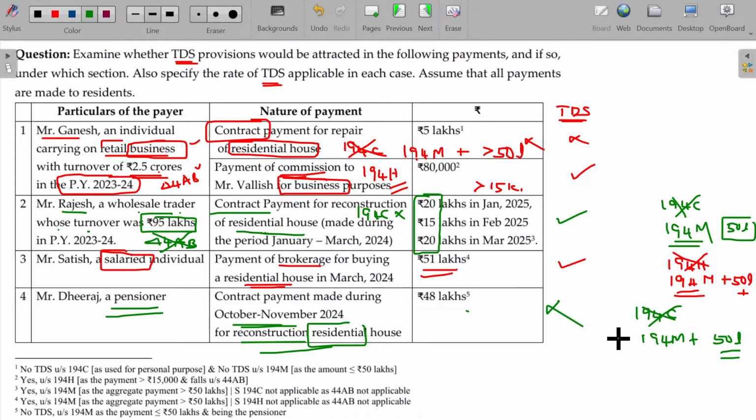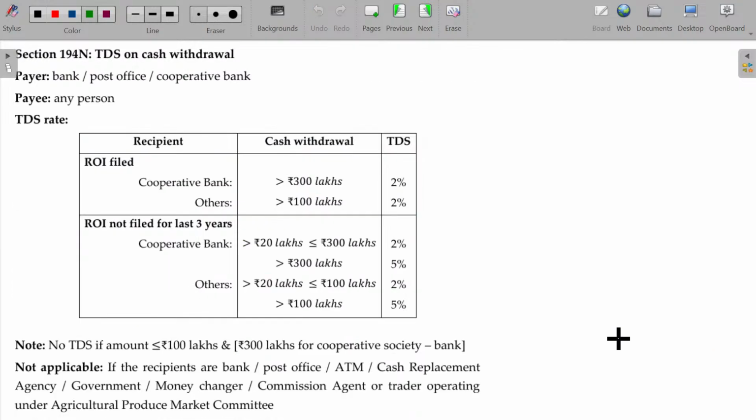Almost all the major concepts are over here. After this, small provisions, we will finish up faster. No problem here. 194N. If you are withdrawing cash from the bank, post office, cooperative bank, beyond a certain limit, automatically TDS will be applicable. Is that clear?